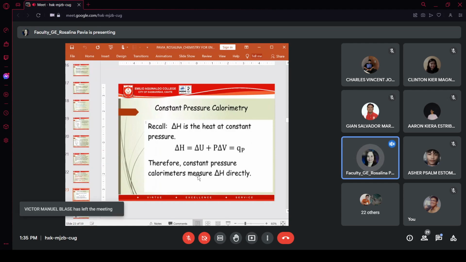Therefore, constant pressure calorimeters measure delta H directly. Constant volume measures delta U directly. You see the difference? Sa constant volume calorimetry, sa bomb calorimeters, na may measure ka agad ang delta U, which is equivalent to the heat at constant volume. Dito naman, sa constant pressure calorimetry, example natin is coffee cup calorimeter, na may measure ka agad yung delta H. Okay?